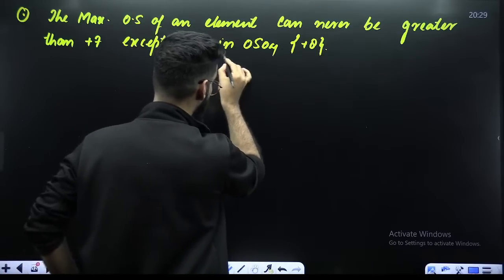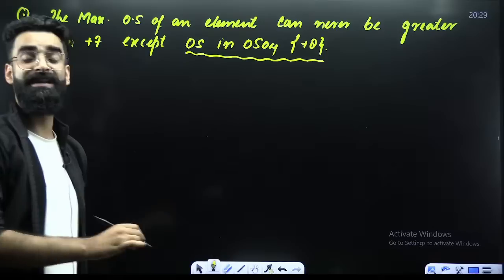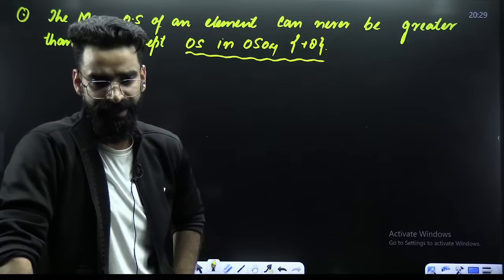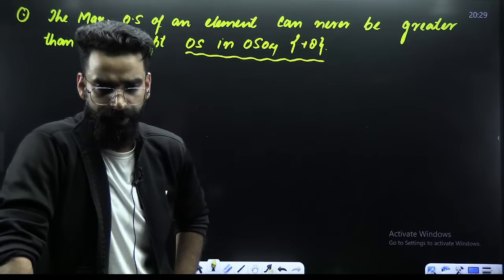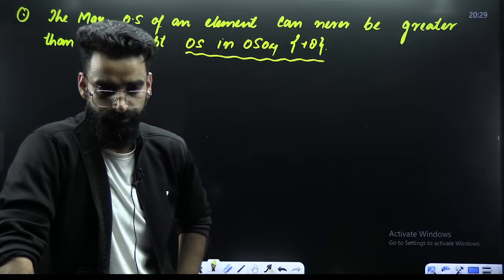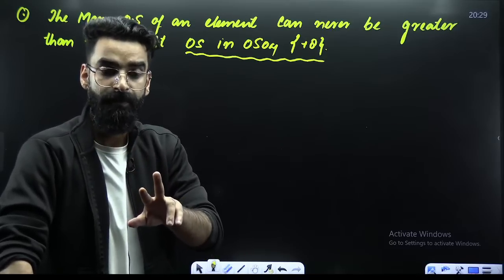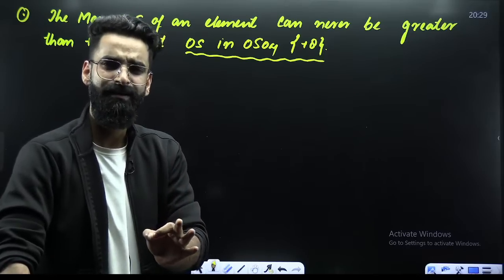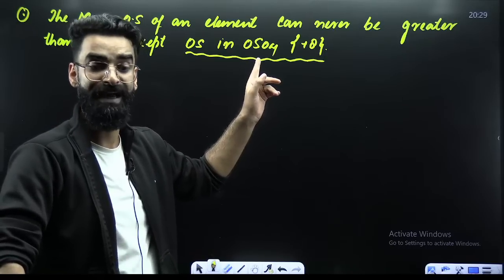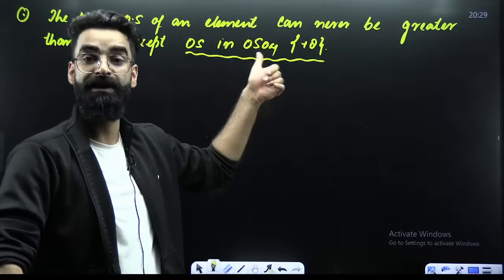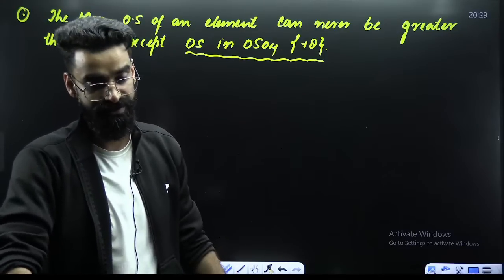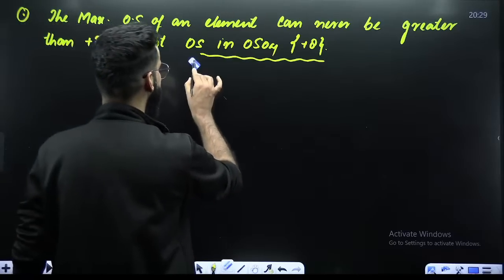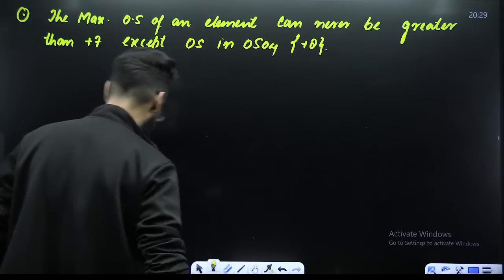This was the question once asked in AIIMS as well. What is the oxidation state of osmium in OsO4? It is +8. Remember, the oxidation state of an element can never be greater than +7. One exception you have to remember, which is in your syllabus. What is that? That is osmium. When it forms osmium tetroxide, osmium shows +8 oxidation state. Rest, nowhere. Why is this statement very important? There is a logic, there is a reason behind that.